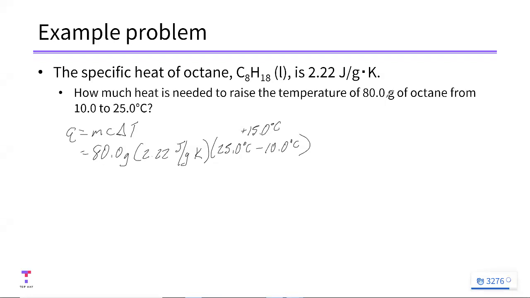Now, we can prove this to ourselves. If I converted each of these into Kelvin, I would have 298 Kelvin and 283 Kelvin. And 298 minus 283 would give me the same 15 degrees Kelvin. Since we are taking the difference in temperatures, we can use Kelvin and Celsius interchangeably here. They're basically the same unit because they are the same scale.